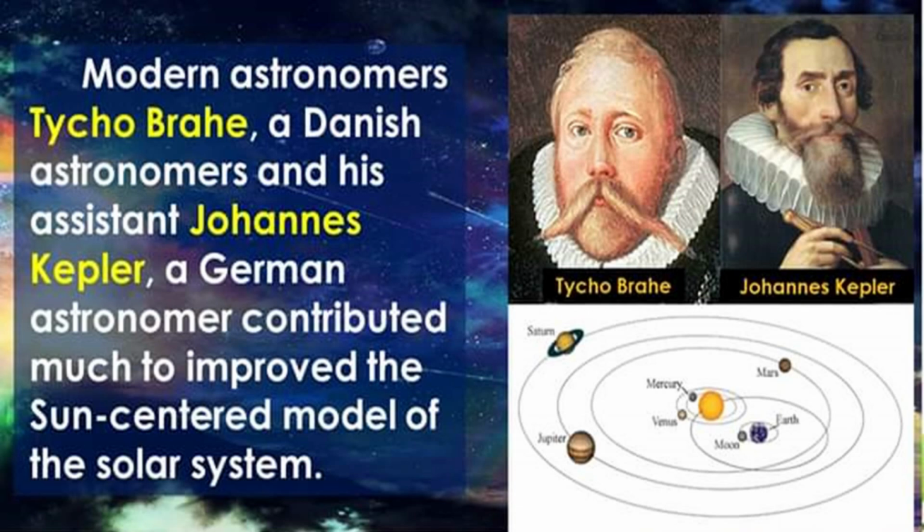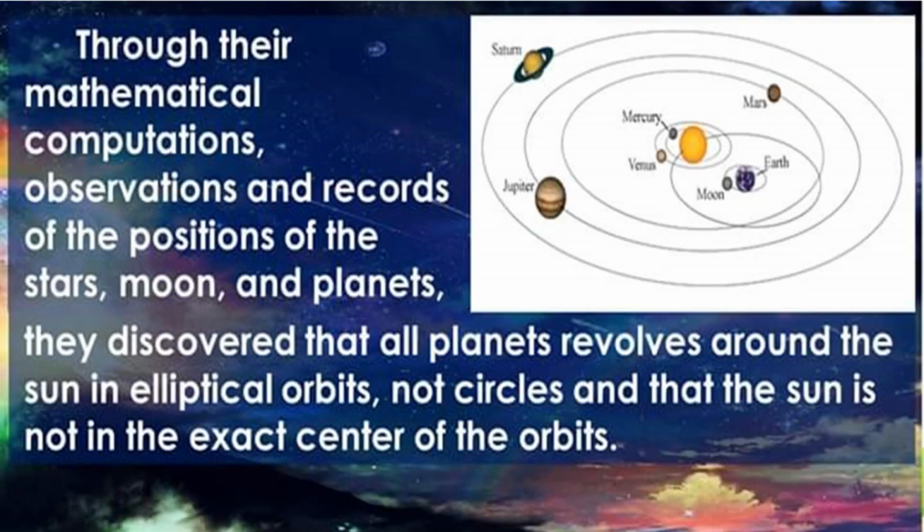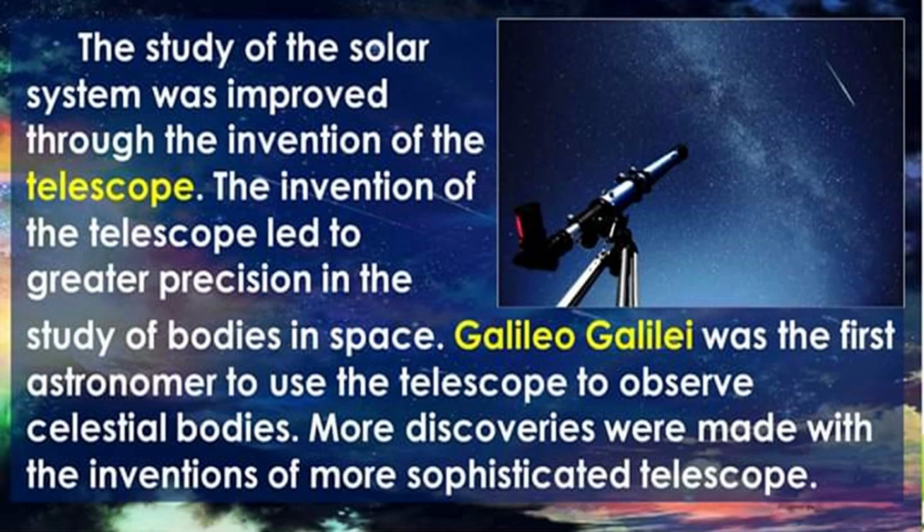This theory was universally accepted after hundreds of years. Modern astronomers Tycho Brahe, a Danish astronomer, and his assistant, Johannes Kepler, a German astronomer, contributed much to improve the sun-centered model of the solar system. Through their mathematical computations, observations, and records of the positions of the stars, moon, and planets, they discovered that all planets revolve around the Sun in elliptical orbits, not circles, and that the Sun is not in the exact center of the orbits.